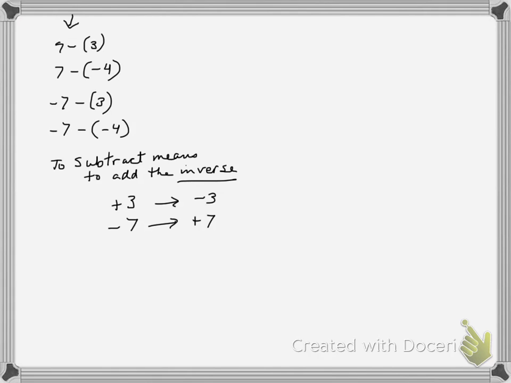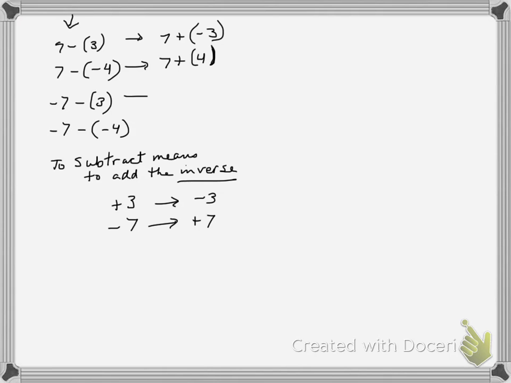This says 7 subtract 3. I'm going to change that to 7 plus, and the additive inverse of 3 is negative 3. The next one, 7 subtract negative 4. I'm going to change that to addition as my operation, and the opposite of negative 4 is positive 4. You don't need the operation or the parentheses.